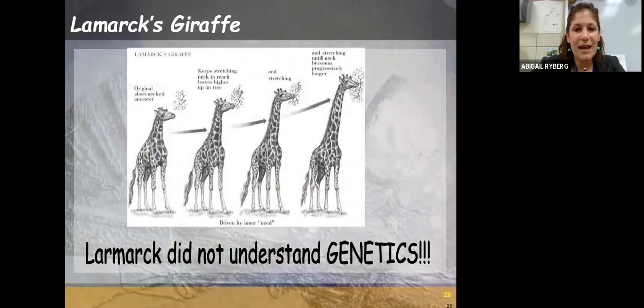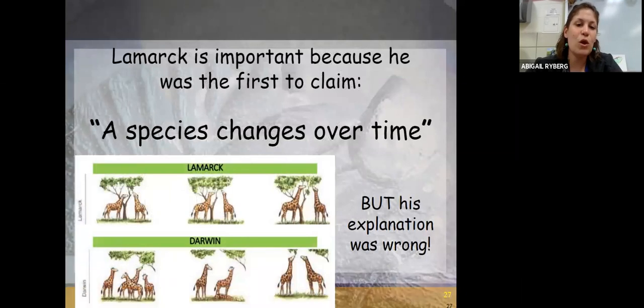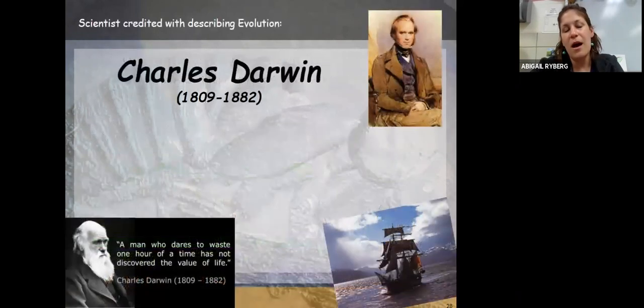He believed that giraffes' necks got longer and longer and longer because they literally stretched. So he believed that a giraffe would live throughout its lifetime, stretch its neck, and then pass on the stretched neck gene to the offspring. Lamarck is important because he was the first to claim that a species changes over time. So again, he realized that there is change occurring, but his explanation was just totally wrong.